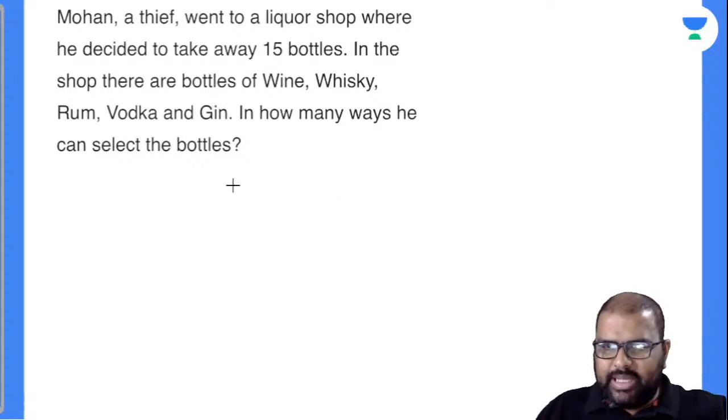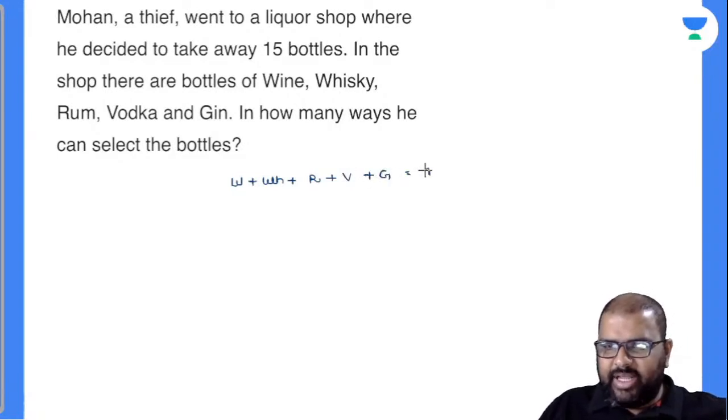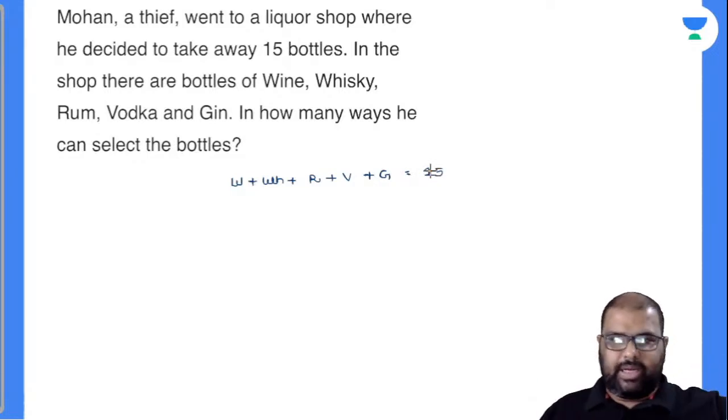Let us suppose the number of wine bottles is W. Number of whiskey bottles is WH in the bag. Number of rum bottles is R. Number of vodka bottles is B. Number of gin bottles is G. All this together sum is nothing but equal to 15. In how many ways can you select these bottles? Now you have to check how many gin bottles are there, how many rum bottles are there.